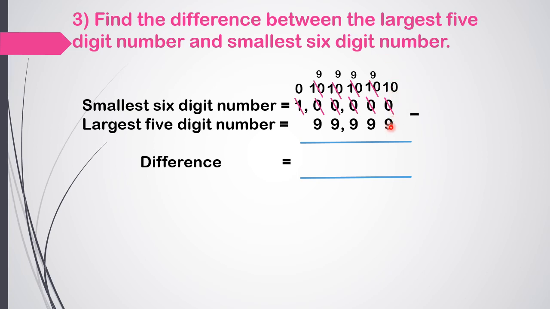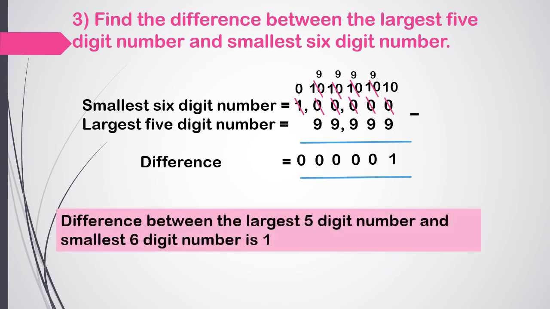So here 10 minus 9. What is 10 minus 9? Yes, it is 1. Then here 9 minus 9, 0. Then 9 minus 9, 0. 9 minus 9, 0. 9 minus 9, 0. Here already we have 0, so 0. So what is the difference here? Yes, it is 1. So the difference between the largest 5-digit number and the smallest 6-digit number is 1.